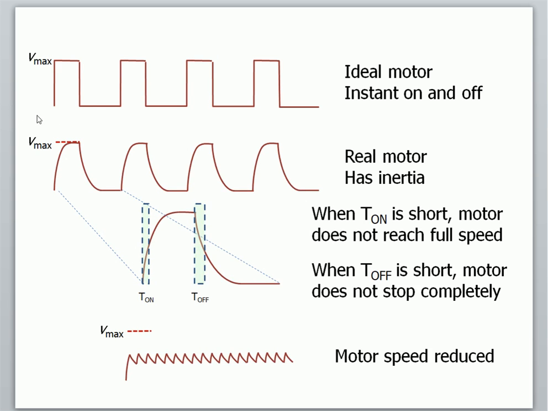So let's look at the top of this slide. This is the behavior of an ideal motor. When the voltage is high, the motor is at full speed. You turn it off and the motor goes to 0. It doesn't happen. Real motors have inertia. So it takes a while to get up to full speed, and when you turn off the motor, it takes a while to slow down to 0. So instead of this nice square wave, what you get is something that looks like shark fins.